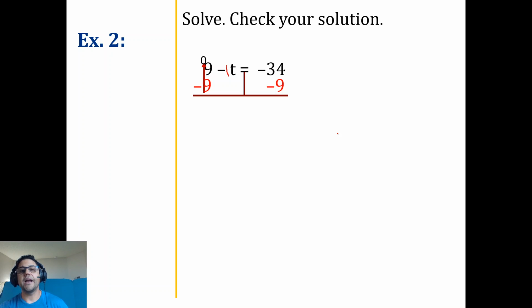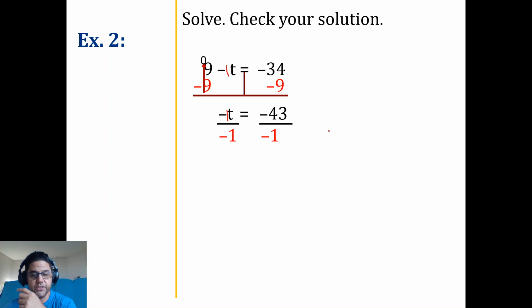Negative 34 subtract 9, well, again, I can add those together because they're both negative. Negative 43. But right here, this is where some students make a mistake. It is negative 1t. Sometimes students just put t equals because that's what they want to get, but unfortunately that means they're really skipping a step. So if it says negative 1t, then I really have to divide by negative 1. Because negative 1 divided by negative 1 is positive 1t, or positive t. So t is equal to 43.